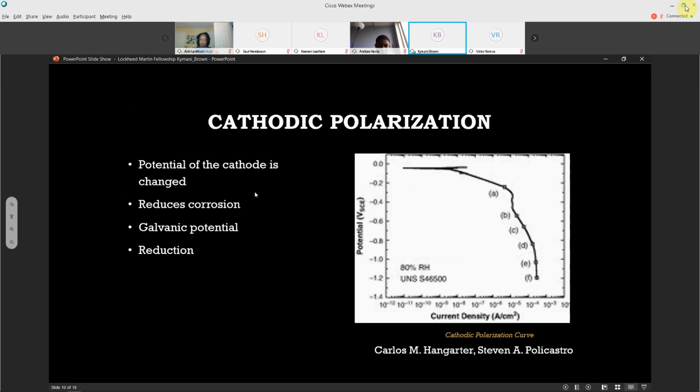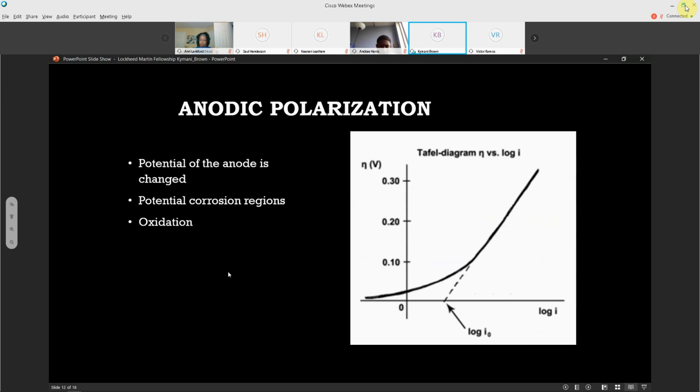Next, we did the cathodic polarization. This is where the potential of the cathode changes, and this reduces corrosion. Again, the galvanic potential changes for the sample as reduction takes place, meaning more electrons are gathered around the electrode. Next, we look at the anodic polarization.